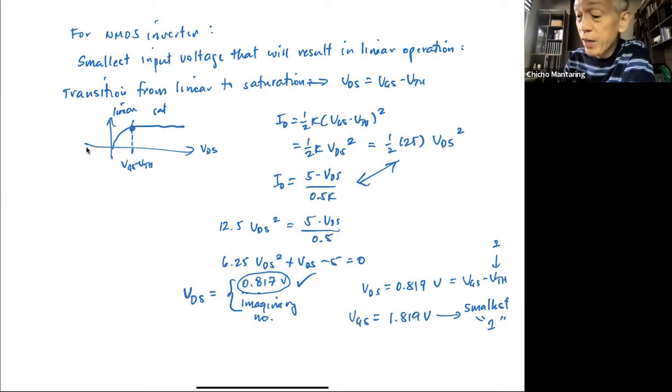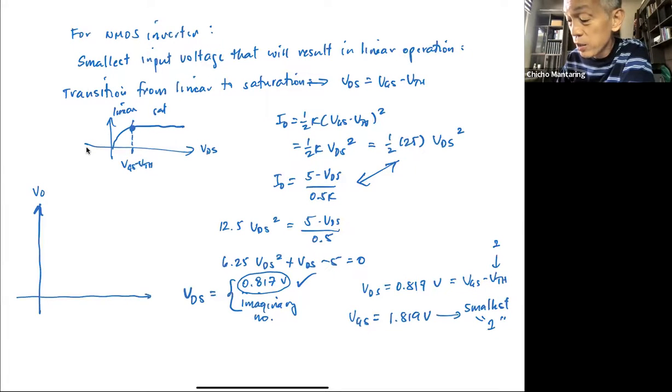So I can even reconstruct now my transfer characteristic curve. No? This is going to be VO. This is going to be VI. Okay, for my inverter. So anything less than 1, my output is going to be VDD, no? Because anything less than 1 is going to be cut off. Right?